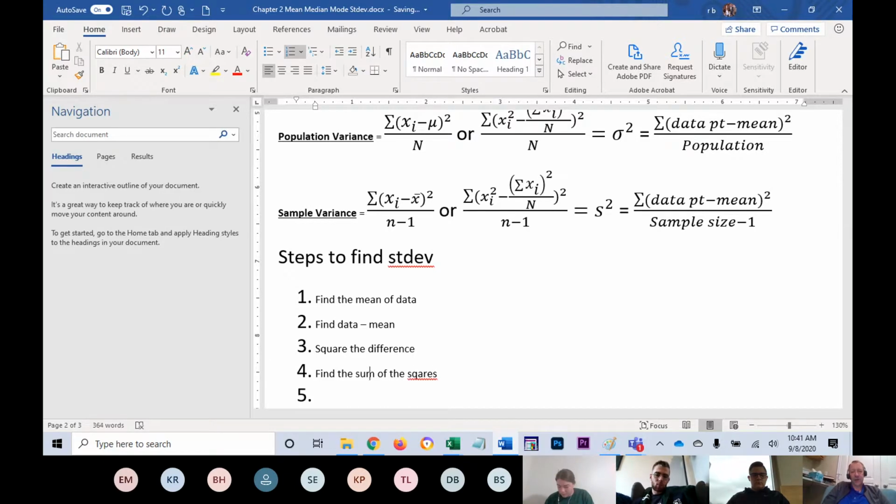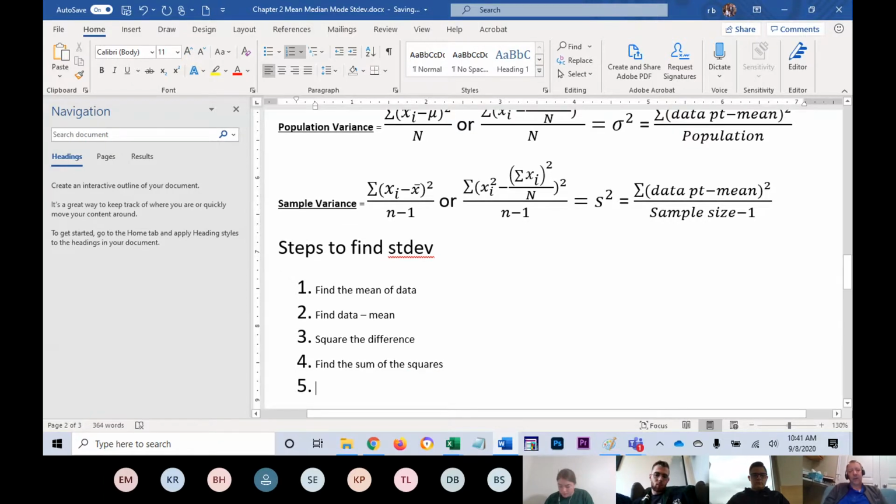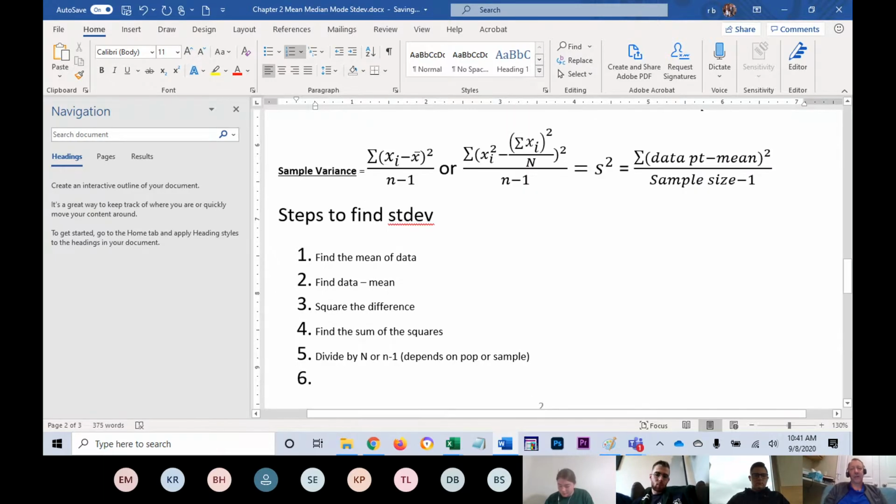Except for I can't spell squares. Fifth is you're going to divide by n or n minus 1, and it depends on population or sample. And 6 is take the square root. Okay.